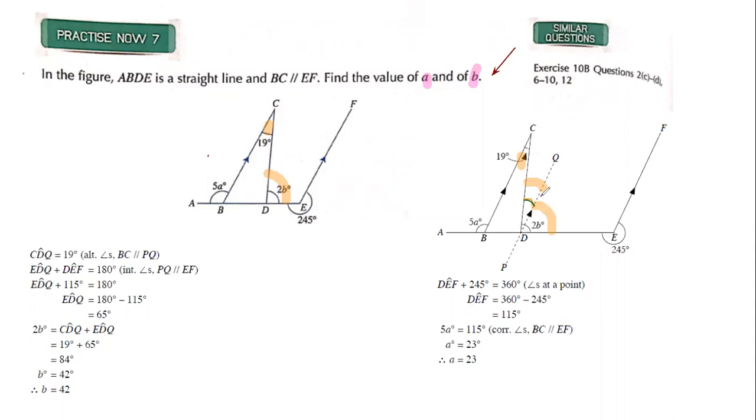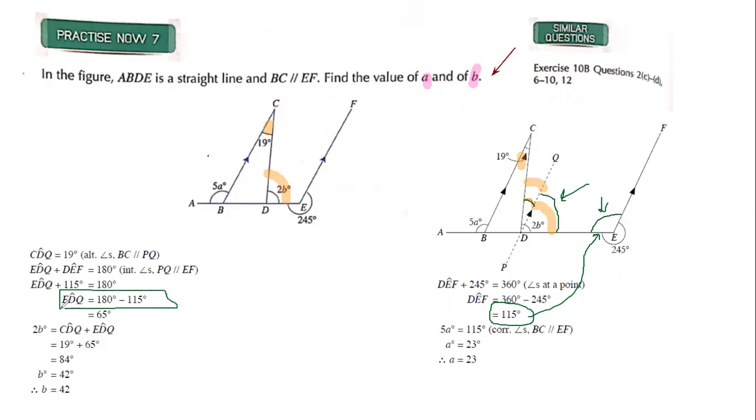Now we need to find the value here. So we also know that these two angles are interior angles, and the sum of interior angles is 180 degrees. So to find this value here, we will subtract this value here, which is 115, from 180 degrees, and there we go.